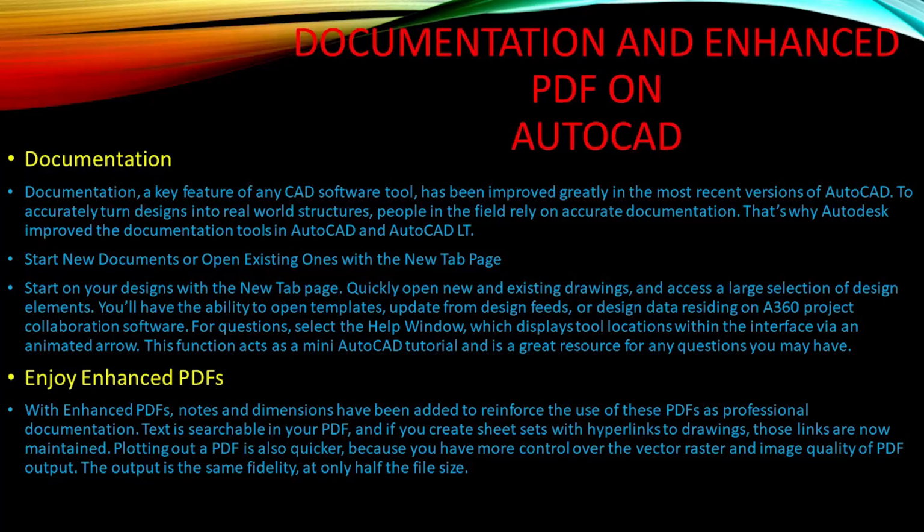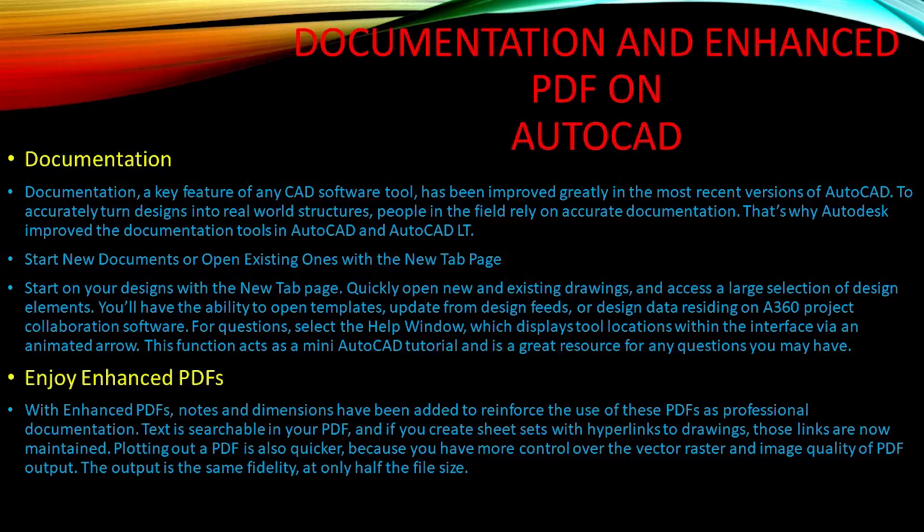Now, for you to start documenting on AutoCAD, the first thing you need to know is you need to start new documents or open existing ones with a new tab page. If you remember, in our user interface, I showed you the new tab page and how to set up the interface on it. So today we are going to move into the new tab page and open it first. This is the first step in documentation. To document things, you have to have something you want to document. You don't just document an empty drawing board or an empty space. There should be a design on your drawing board that you want to document.